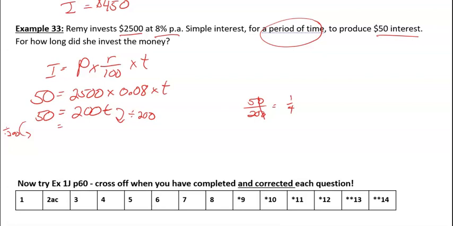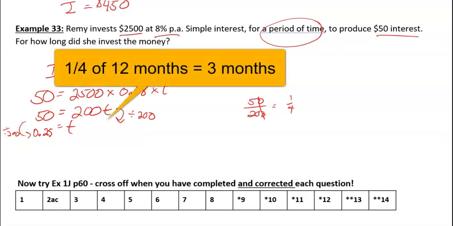Doesn't make as much sense as time equals 0.25 of, well, gosh, of what? We want our time in years. So that's 0.25 years, or 3 months.